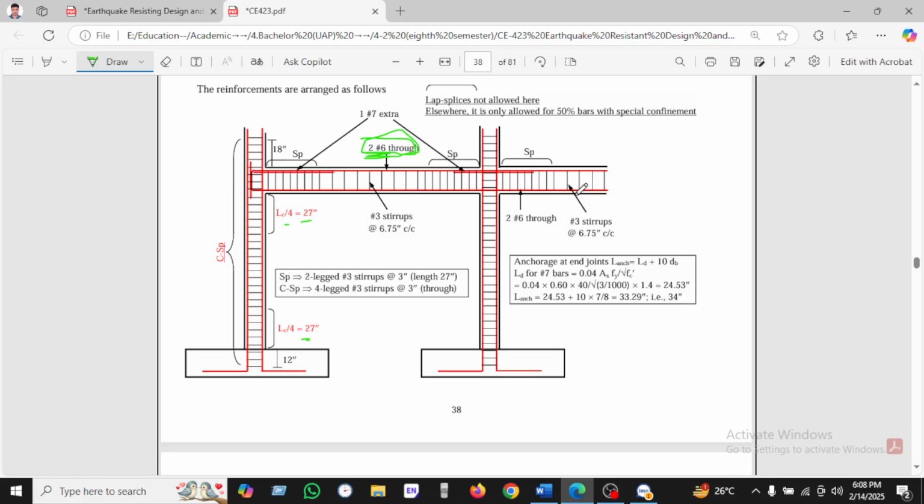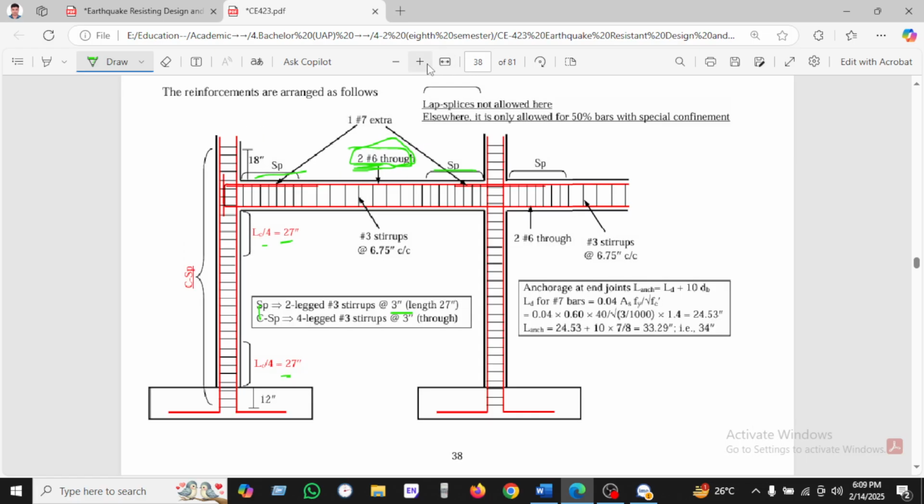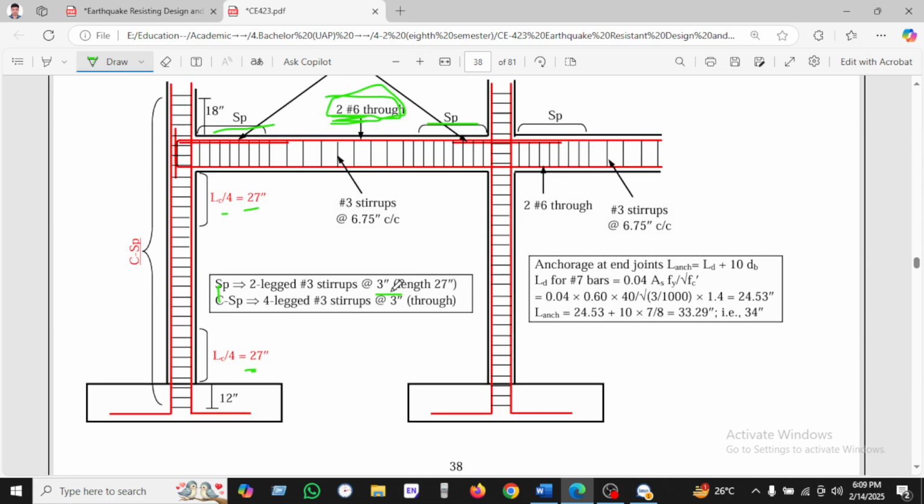SP is given; this is the SP, this is the SP. SP means 2 leg number 3 stirrup at 3 inches center to center, length 27, and this is the SP. And CSP, this is the CSP column: 4 leg number 3 bar stirrup at 3 inches throughout.